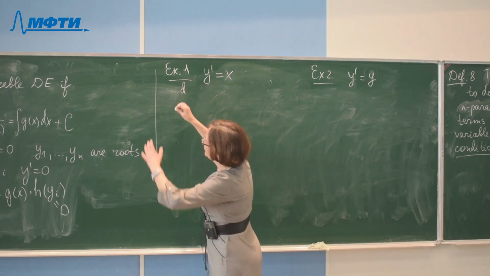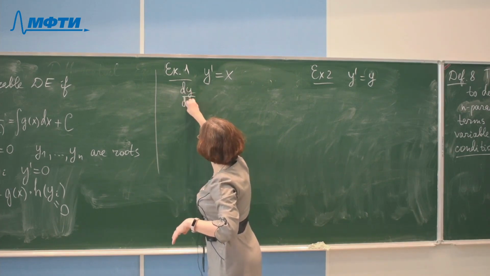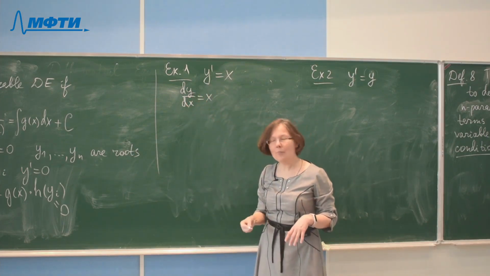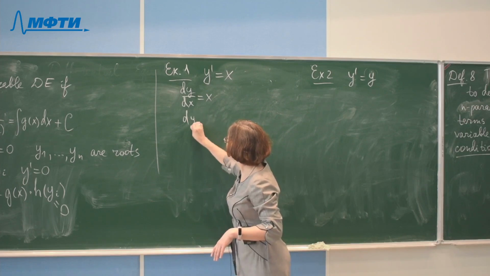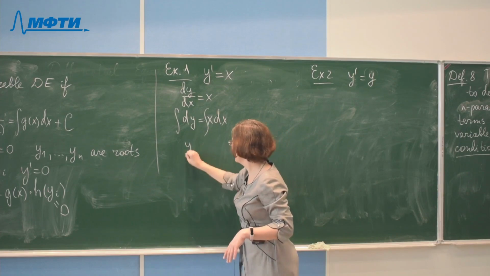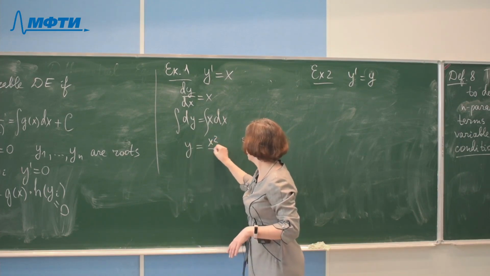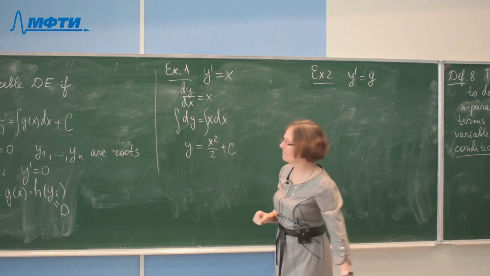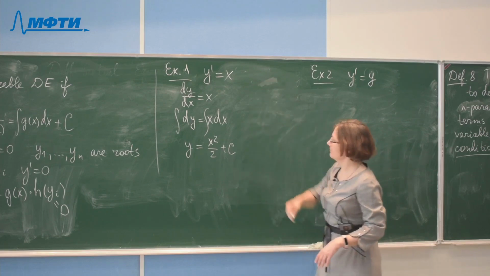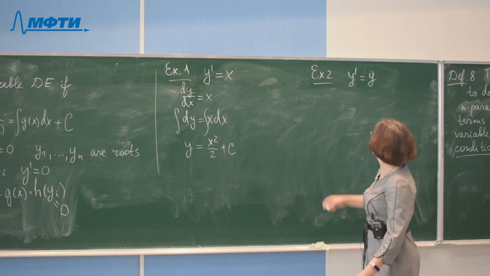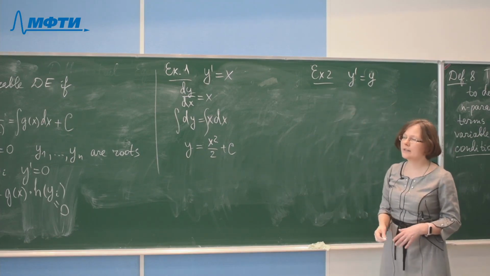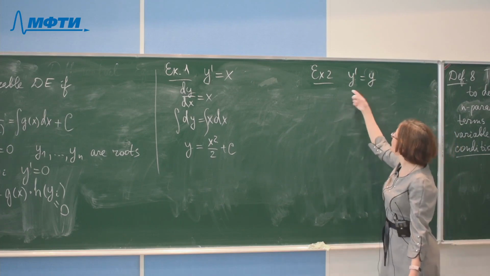But if we use the technique of integrating a separable differential equation, we should represent y prime in this form, then separate variables, so dy equals x dx, and then integrate both parts, and we will get the answer y equals x squared half plus c. Well, I think it's clear. But the equations of this form were not studied in calculus, right? Let's try to solve this.